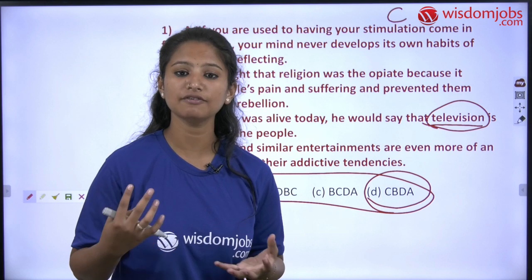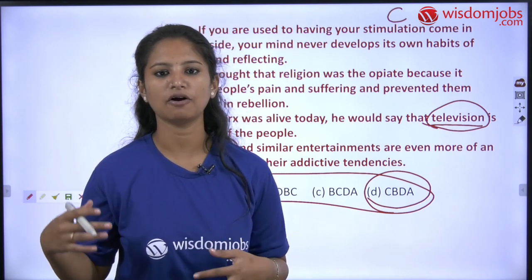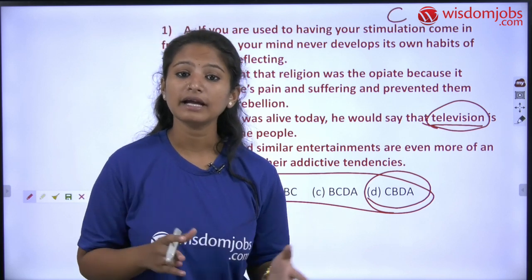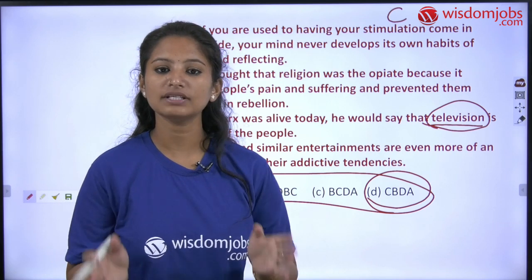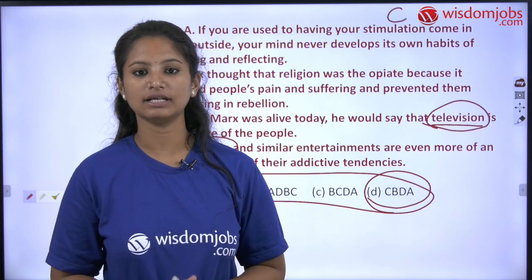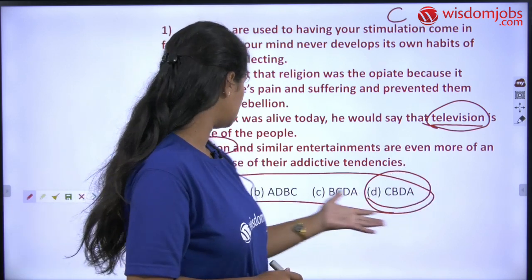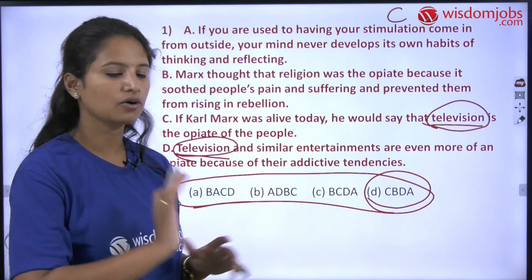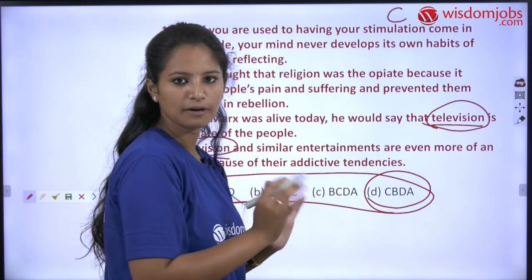So if you cannot give much time to thinking and arranging according to the order, at that time try to find out at least the beginning and the closing sentence. Always try to find out the beginning and closing sentence. Once you find out any one of them, you can easily get the sentences. So basically if you find the closing sentence, for example, A is the closing sentence according to our paragraph.